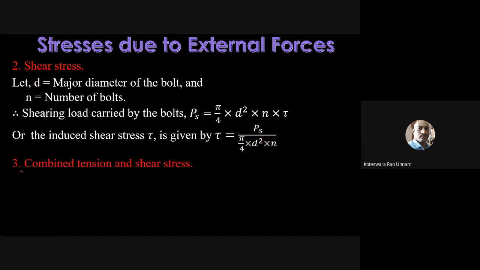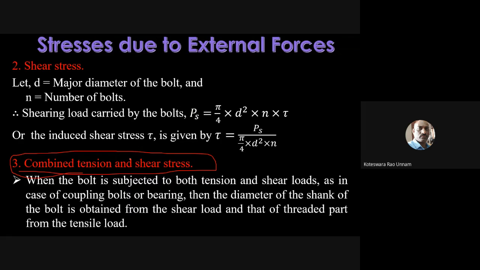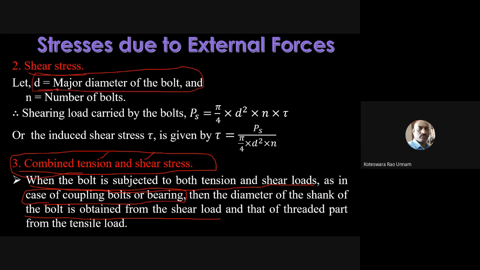Then the last one is combined tension and shear stress, that is, both tensile load as well as shear load. We have already seen the bolt is subjected to both tension and shear load in the case of couplings or bearings. The example of a bolt subjected to both tension as well as shear stress is a bearing. The diameter of the shank of the bolt is obtained from the shear load. That's what we already saw here. The shear stress is calculated based on the diameter of the shank, which is the major diameter.